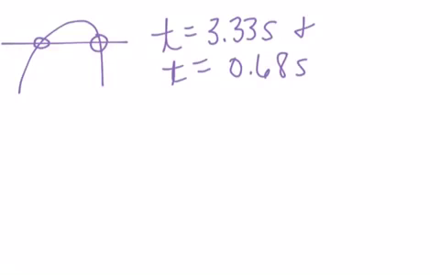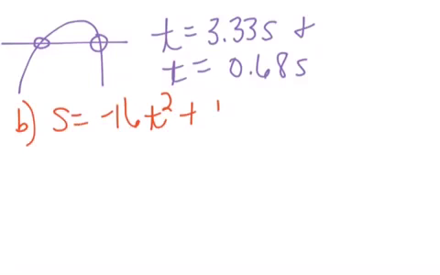Now part B of the same problem asks us to use the same equation, only this time we want to know when it returns to the ground. You'll remember S is the height above the ground. Well, if I want it to return to the ground, then we're wanting that to equal 0.